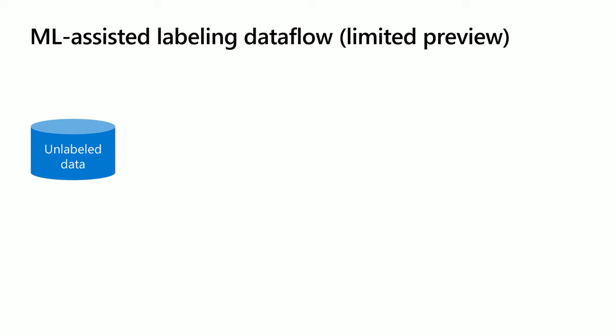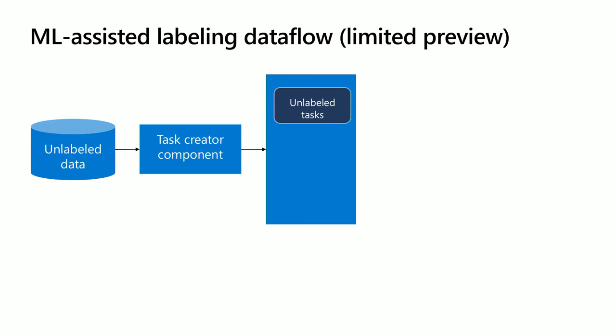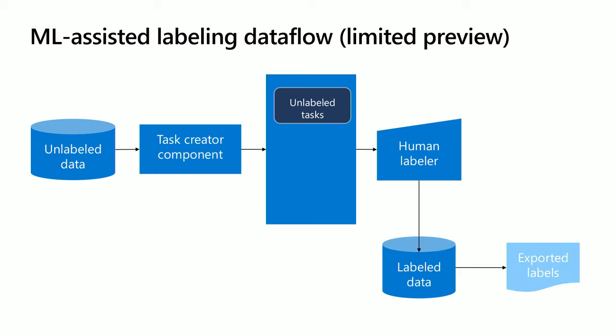So suppose you have unlabeled data, say 100,000 or millions of unlabeled data items. We have a task creator component that will create tasks, or what we call unlabeled tasks. Now, human labelers will come, and they will start labeling these tasks. As they do that, what you get is the label data. And this is the part that we demonstrated just now. Once you have label data, you can export the labels at any point in time. But once we have a few hundred label data, we do something interesting.